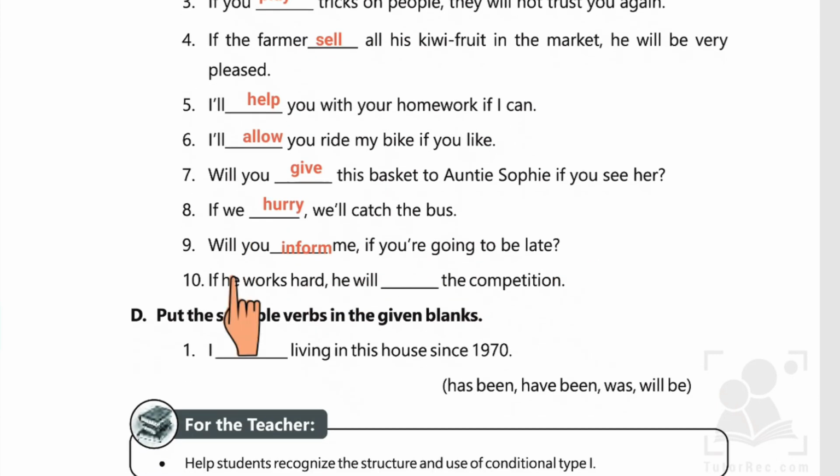Now, the question must arise in your mind that here in sentence number 7, we started the sentence in the interrogative form. Will you give this basket to Auntie Sophie? We did not use any punctuation mark. Why are we using it over here? Will you inform me, comma, if you're going to be late? We just talked about the rule that whenever we start the sentence with the result clause, whether in the interrogative or the negative form, you're not going to use any comma. Why are we using a comma over here?